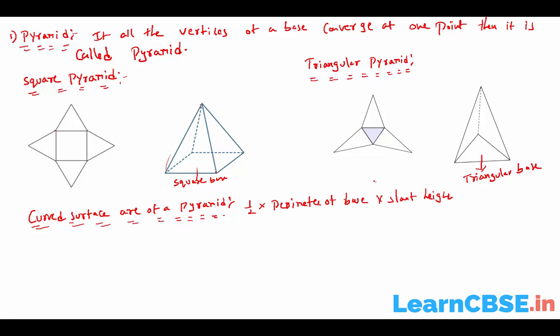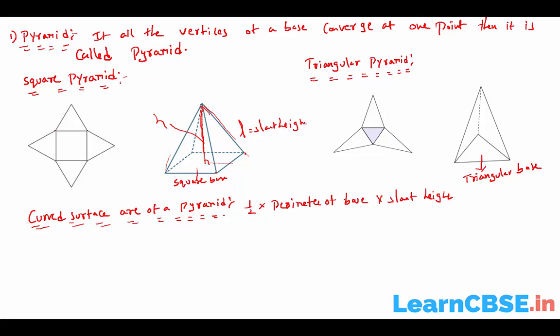That means, see, this will be the slant height. This edge length will be the slant height L. Then this will be the height. The line which is perpendicular to the base is generally called height, and where all the vertices converge at one point, the length from the vertex to the converged point is called slant height.